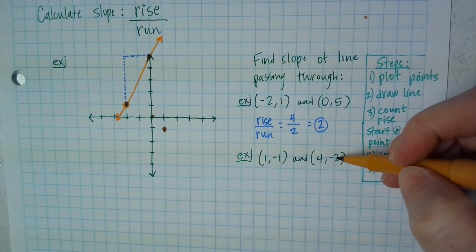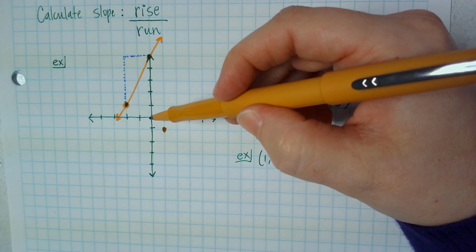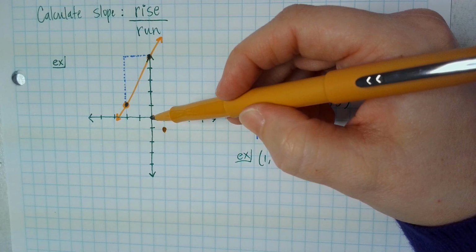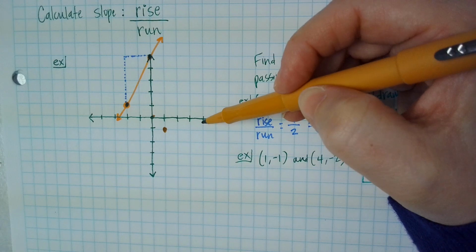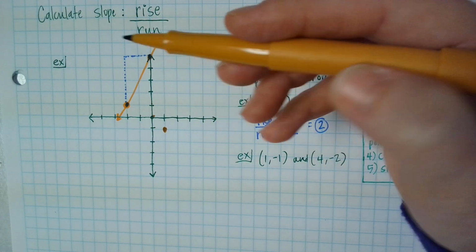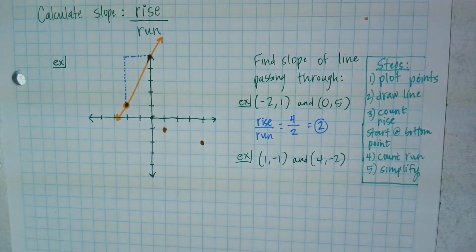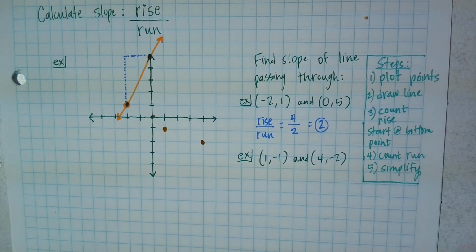Alright, and then I've got 4, -2. So start at the origin. 4 tells me to go where? Right 4. To the right 4. 1, 2, 3, 4. -2 tells me to go where? 1, 2. Yes, down 2. So step 1, we plot the points, then we draw the line.